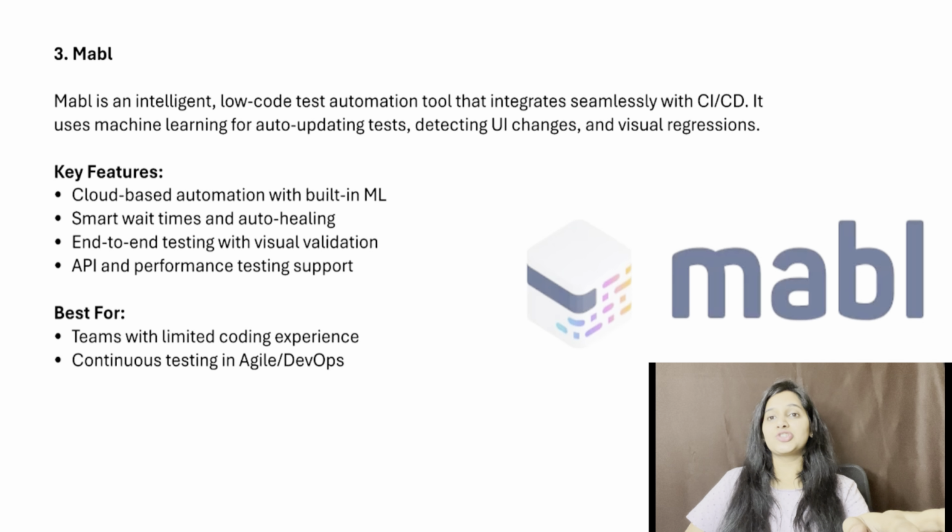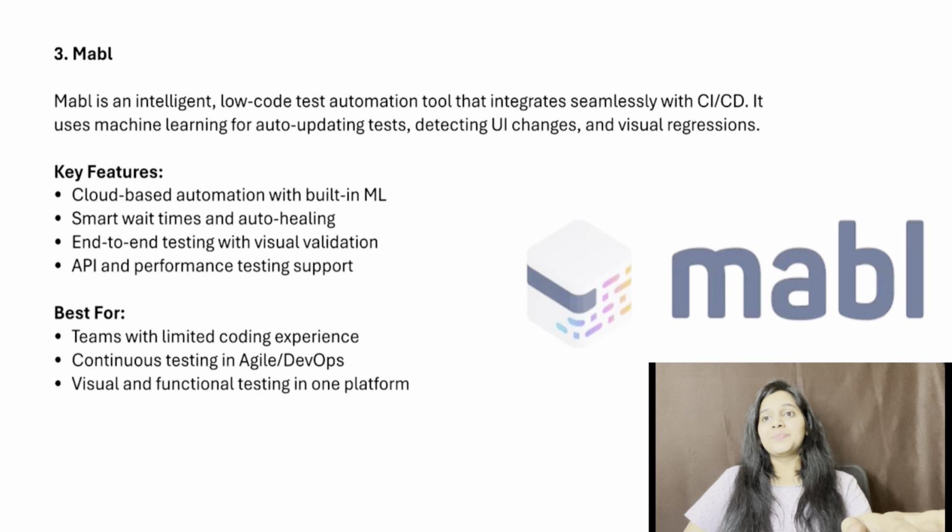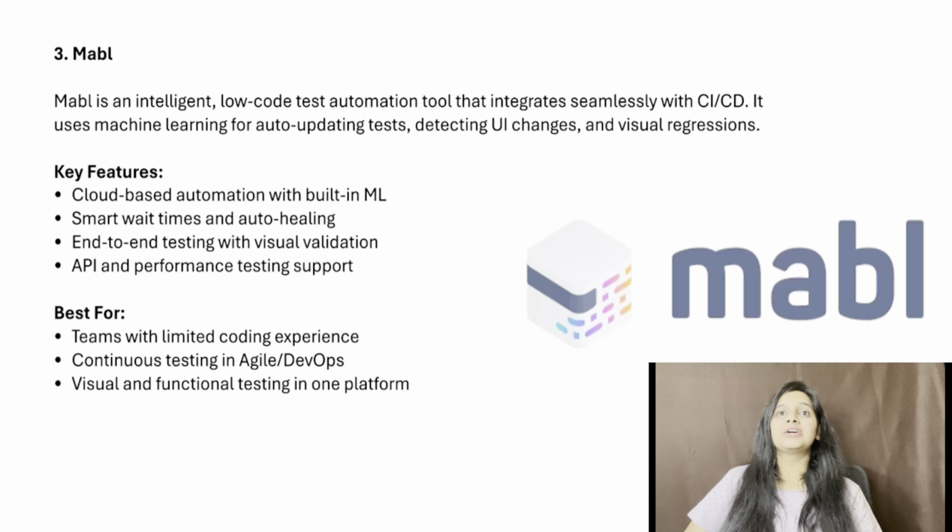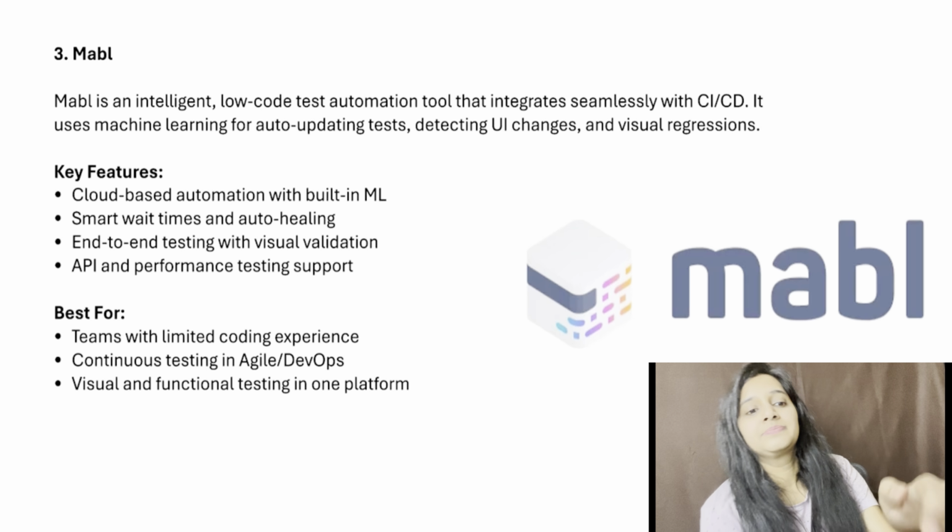Continuous testing in agile and DevOps. Basically, with the help of this, you can even integrate it with DevOps as well, and it is better suited for agile teams. And then visual and functional testing in one particular platform. So that is one major advantage. You can have your visual regression as well as functional regression. So within one particular tool you can have multiple things done.